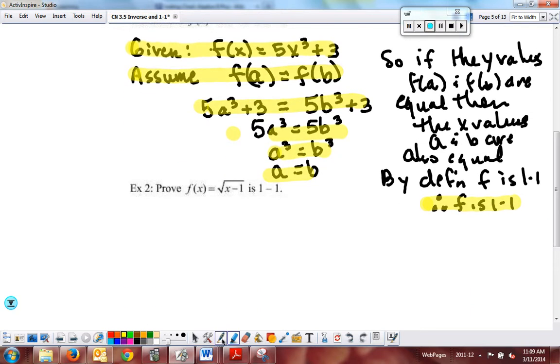All right, let's look at our square root graph. Do we have a belief that the square root graph that went to the right is probably going to be 1 to 1? All right, so I have a belief, so I'm going to start my proof. Given f of x equals square root of x minus 1. All right, now before I do this proof, I want to add something up above.